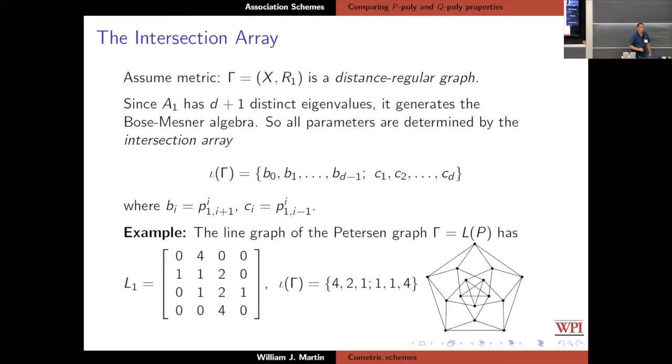So for example, the line graph of the Petersen graph is a distance regular graph. It's an antipodal threefold cover of the complete graph, collapses down to K5. And here's the L1 matrix, the p1jk, a tridiagonal matrix, and the b_i are the upper diagonal, the superdiagonal, is that what it's called? Okay, the superdiagonal, and the lower diagonal is where the c's are. So we're just recording that matrix in this little data, okay? So that's the intersection matrix.